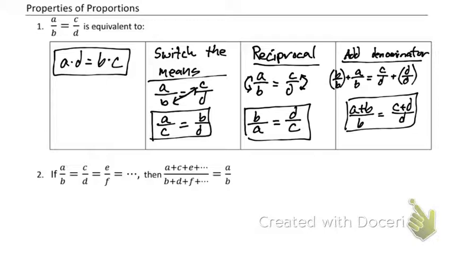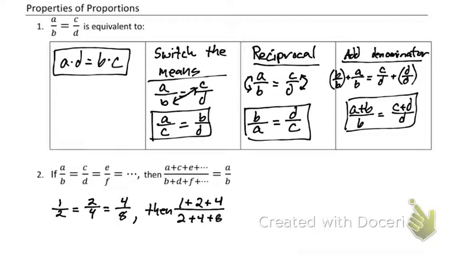So an example of that would be, well, let's say I have 1/2. 1/2 is equal to 2/4, which is equal to 4/8. Well then, by this principle, 1 plus 2 plus 4 over 2 plus 4 plus 8 is just going to equal 1 over 2. Because all those ratios are preserved.